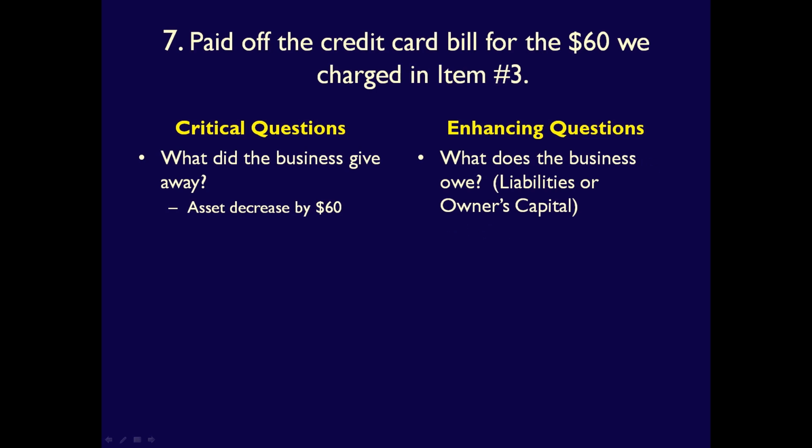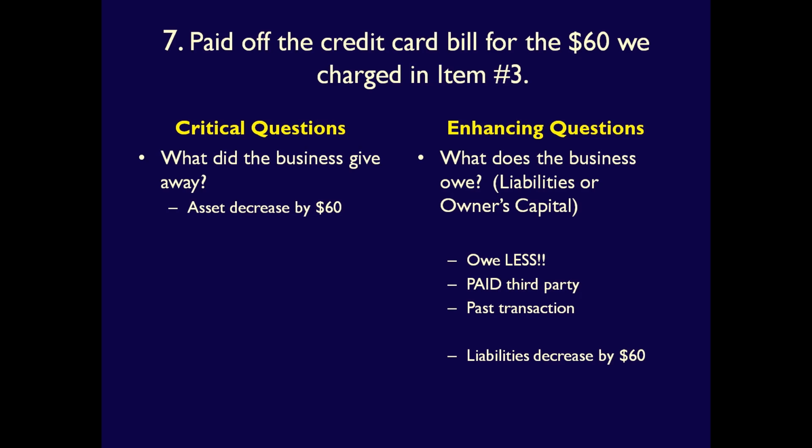What does the business owe? Well, actually, what we owed is now gone. We have to reduce our liabilities because we no longer owe a liability. We are paying it off, and therefore the liability is no longer owed in the future. Liabilities decreased by $60 because we paid off the debt we recorded in transaction number 3.